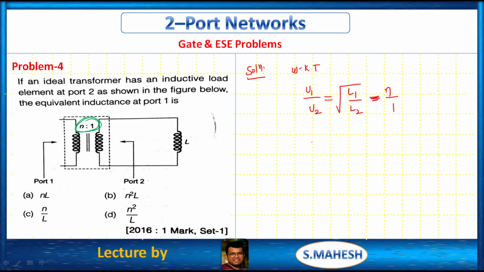From this, L1 by L2 equals n square by 1. From this we have to get the inductance at port 1, therefore L1 equals n square into L. That's it. Very, very simple problem, right? This is a GATE 2006 problem. N square into L. That's it.